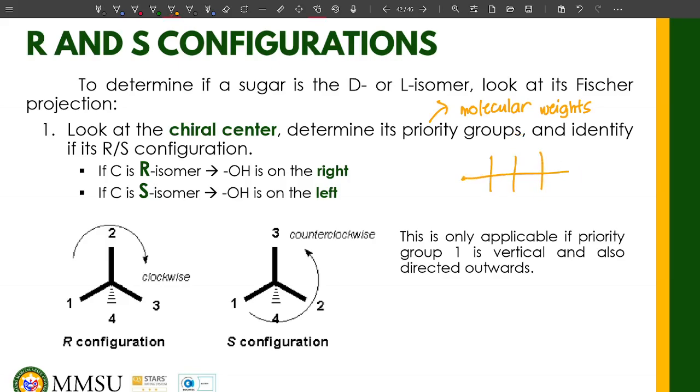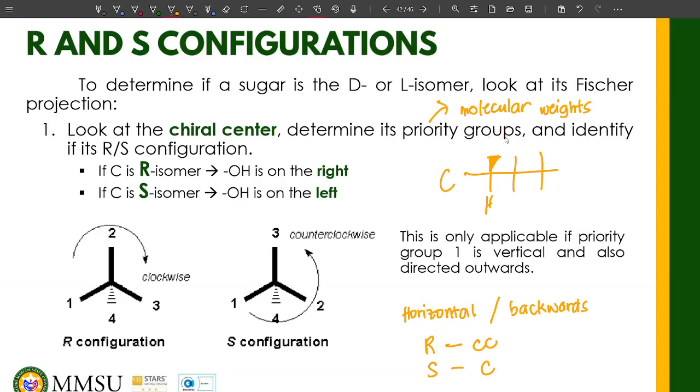Like this. Say your OH is here, the hydrogen, and your carbon. This is automatically the first priority because of oxygen versus carbon versus hydrogen. Oxygen is the heaviest, so it is the first priority. And since it is vertical, you follow this. Also, if it is directed outwards, say it is a wedge, when it is a wedge, your OH faces forward, so you follow this. But if not, you reverse it. So when it is horizontal or backwards, your priority group's R configuration is counterclockwise and your S configuration is clockwise. That is what you follow.